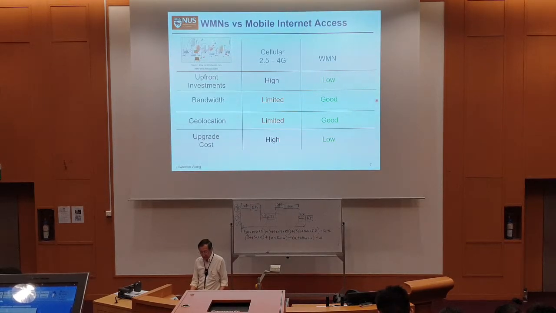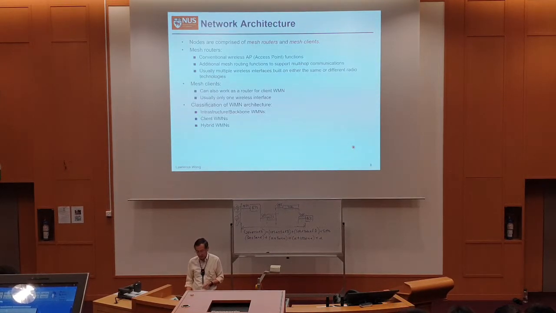You compare with cellular. Cellular investment infrastructure is very high. This is no longer true, at least for 5G. Now we're all waiting for 5G. 5G can go up to gigabits already, but 2.5 to 4G is still quite limited. Geolocation means you can put it anywhere, whereas wireless mesh network is much more flexible. That's why it's high. Upgrade cost, cellular of course is very high. So this is a very high-level overview comparison with different wireless technologies.